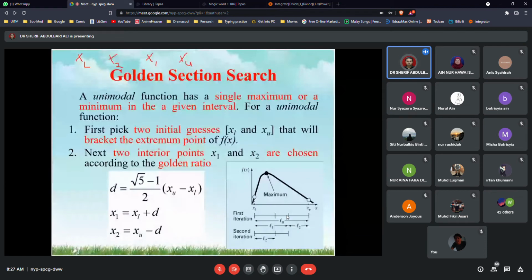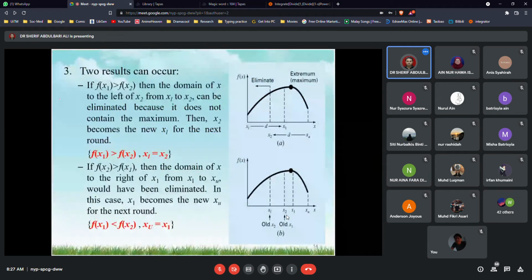your next step is to find the function of x1 and the function of x2. Now here you are going to make the decision. What's the decision? If the function of x1 is greater than the function of x2, then the domain of x to the left of x2, from x lower to x2, can be eliminated because it doesn't contain the maximum.